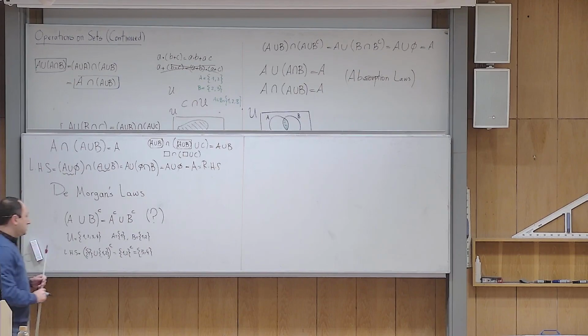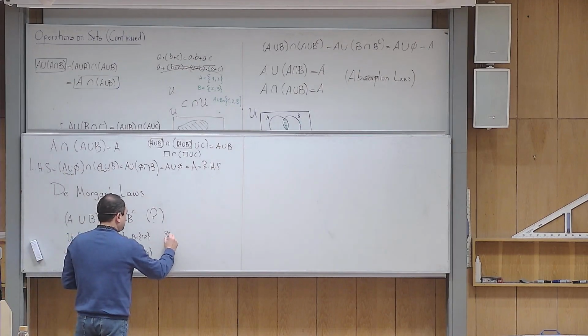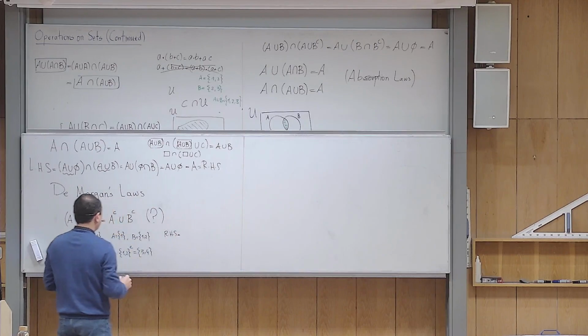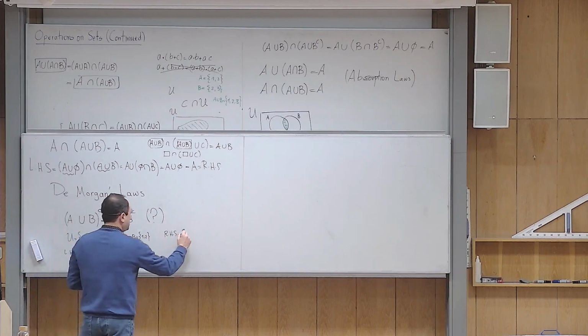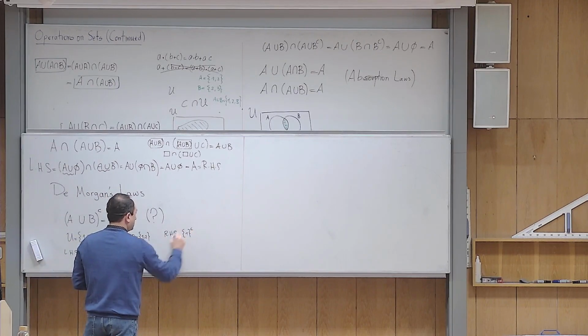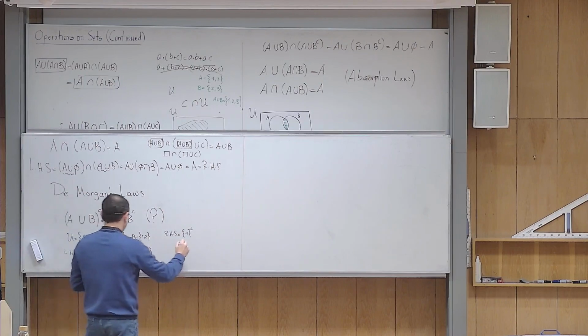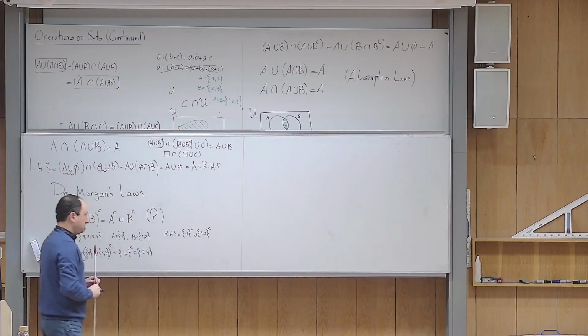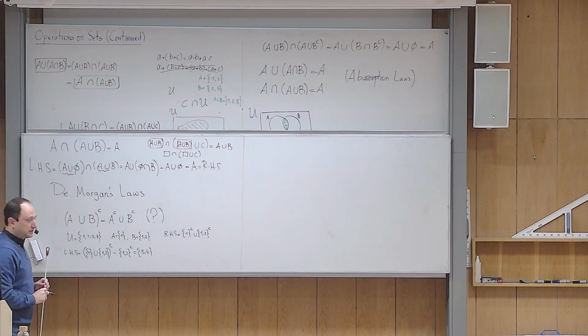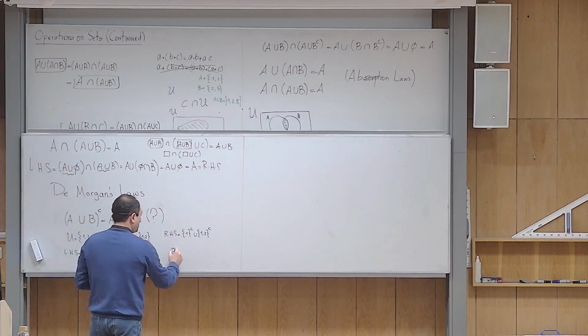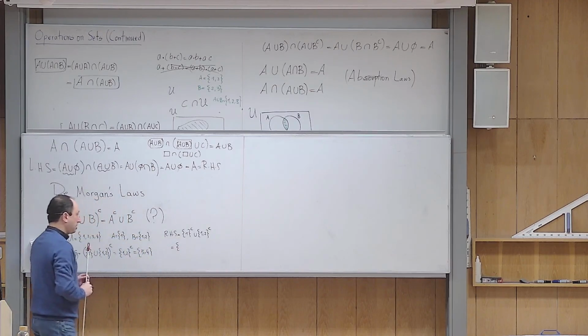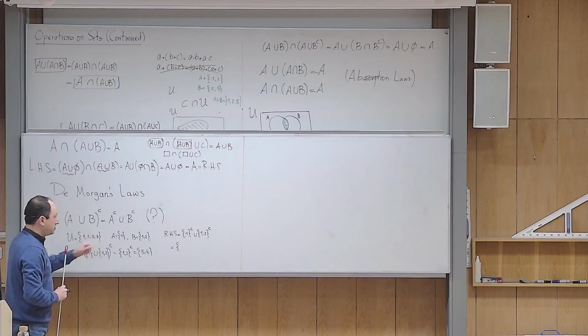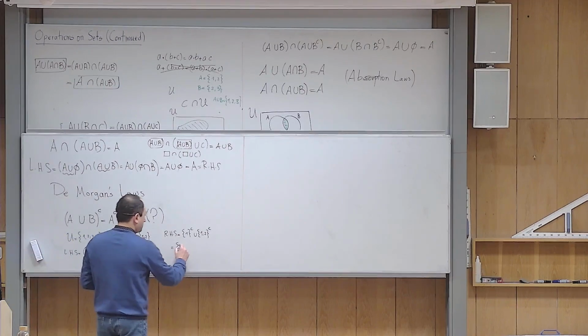Let us now check the right-hand side. What is the right-hand side? A complement means one complement, and then union, and then I have 1 and 2 complements, yes? Let us check. What is one complement? 2, 3, and 4. So it becomes 2, 3, and 4.